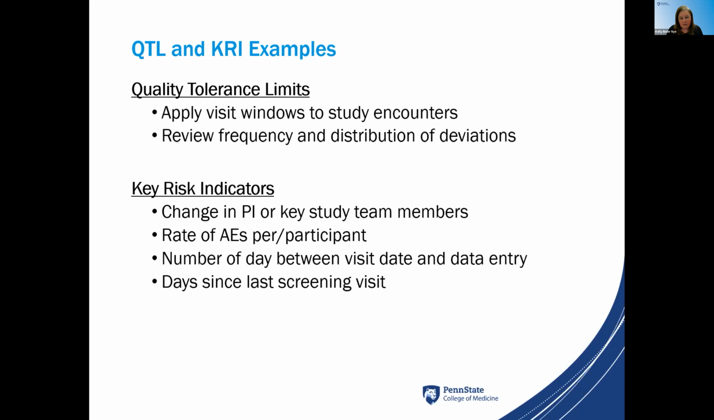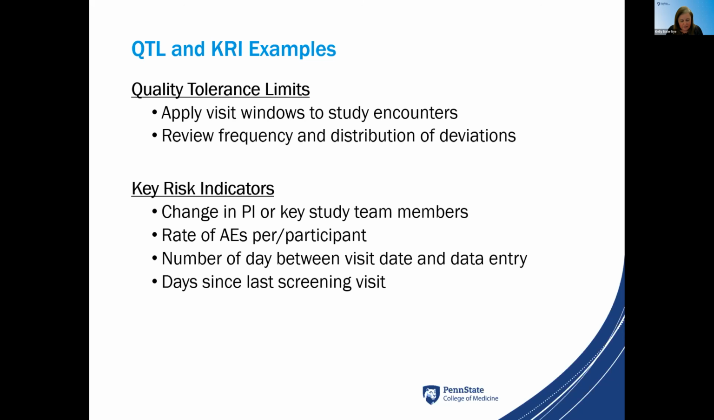And if the visit would happen to be scheduled outside of those limits, then at that point, it would be considered a deviation and tracked in the research records as a deviation. Also, deviations can be a quality tolerance limit. The frequency or distribution of deviations across sites could be another tolerance limit example.